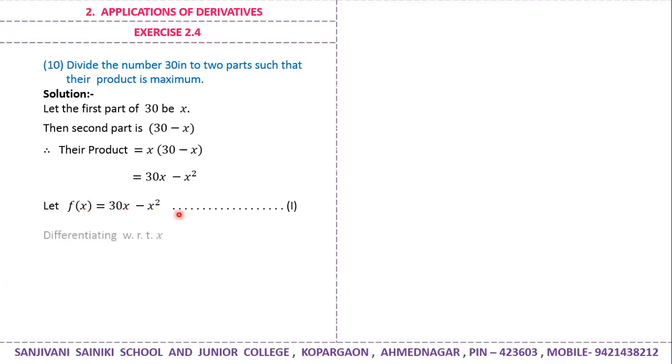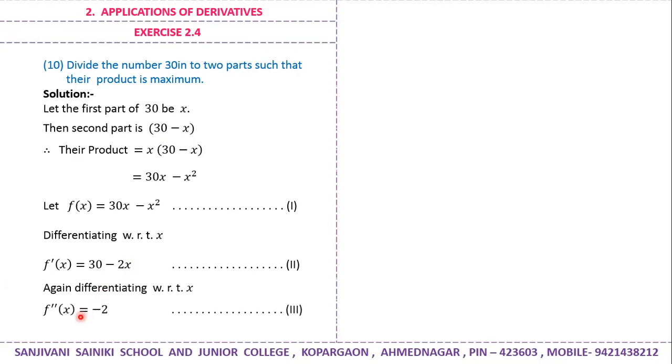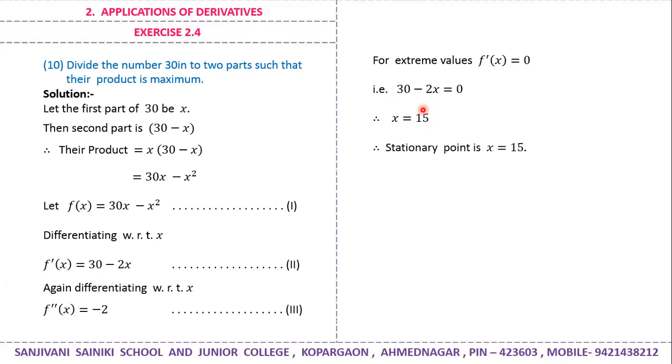Differentiate with respect to x, we get 30 minus 2x. Now, for the extreme values or for the maximum value, the first order derivative must be equal to 0. So the first derivative equal to 0 implies 30 minus 2x is 0. So x is equal to 15. This is the stationary point or the turning point.